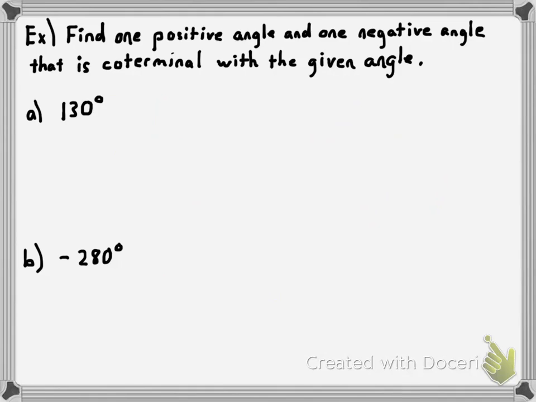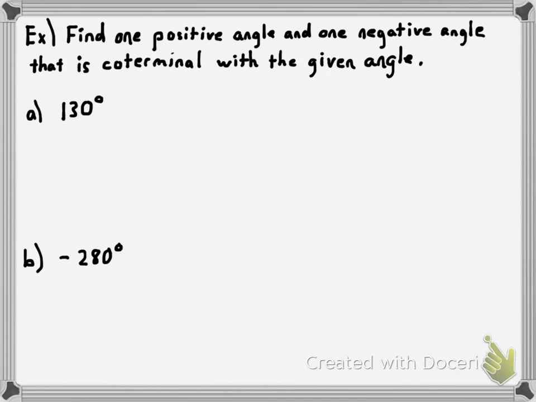Now, let's do this example really quick and move on to some other relationships I want you to learn. I want us to find one positive angle and one negative angle that is coterminal with a given angle, and I'd like us to use the same units that the angle was given in. So these two angles here, I've given to you in degrees, and we're going to give our answers in degrees. Here's the way we're going to do that.